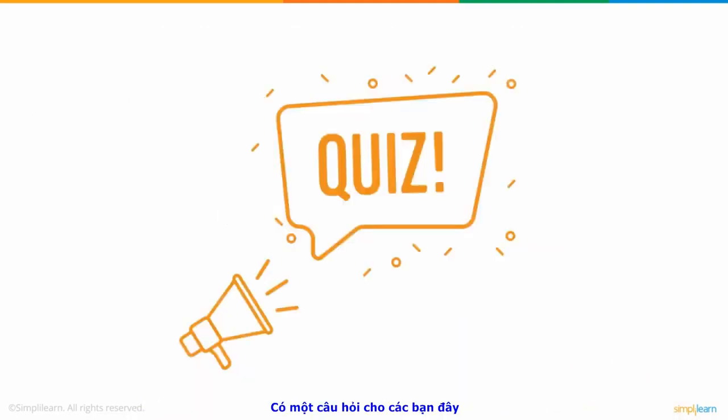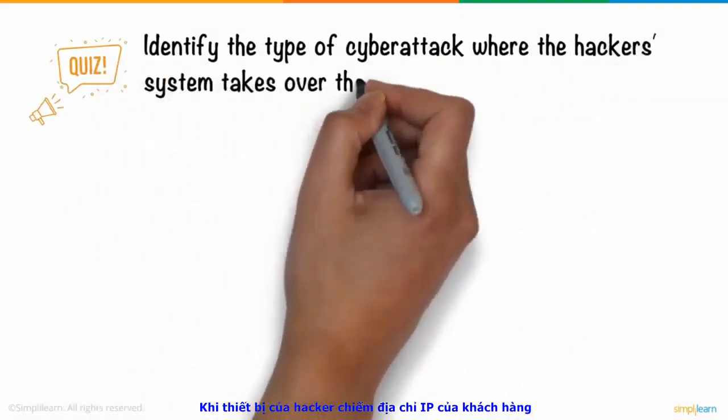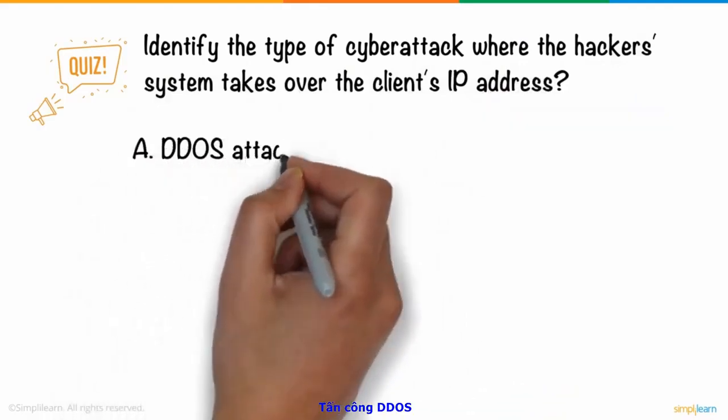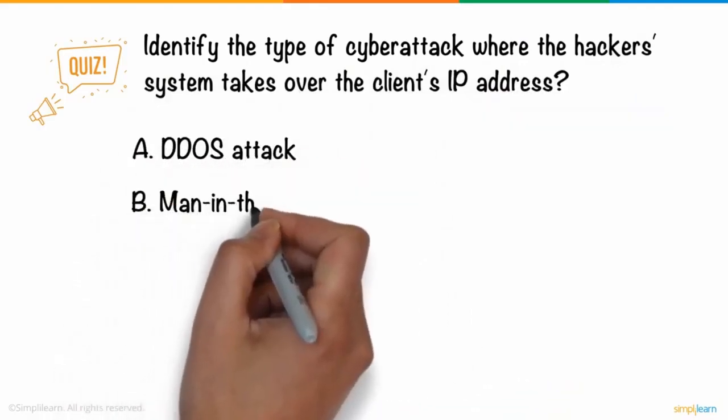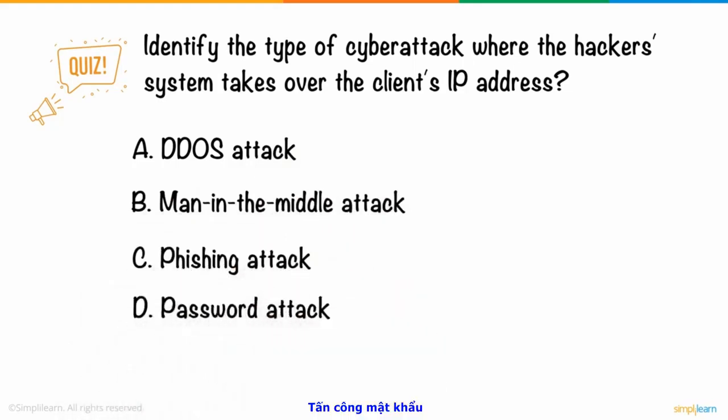So, here's a question for you. Identify the type of cyber attack where the hacker's system takes over the client's IP address. A. DDoS attack. B. Man-in-the-middle attack. C. Phishing attack. D. Password attack.